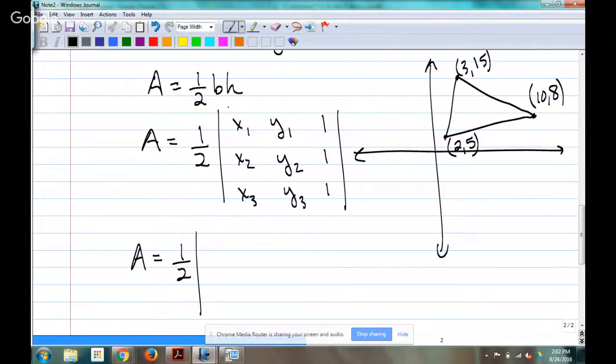And it does not matter which one you pick, the X1, X2, or X3. Just start with one of them and go around the triangle. It doesn't matter which one. So if I start with 3, 15 and then go 2, 5 and then 10, 8, and that last column is always going to be ones.